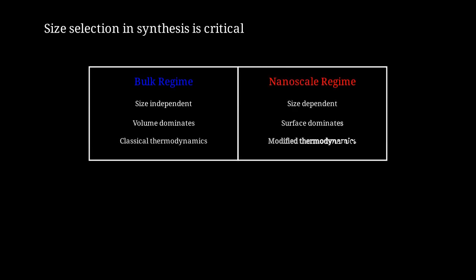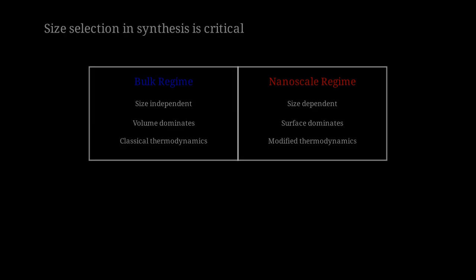This diagram summarizes the two regimes. On the left is the bulk regime with size-independent properties and volume dominance. On the right is the nanoscale regime with size-dependent properties and surface dominance.